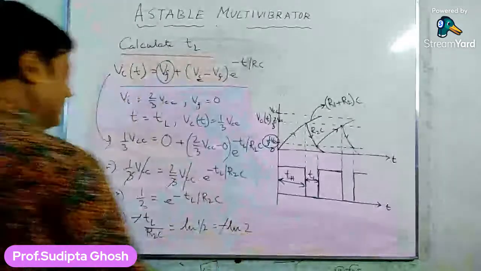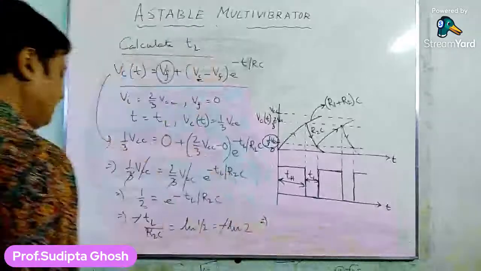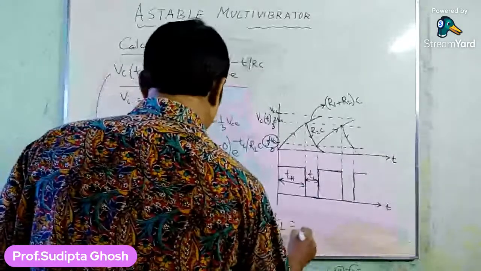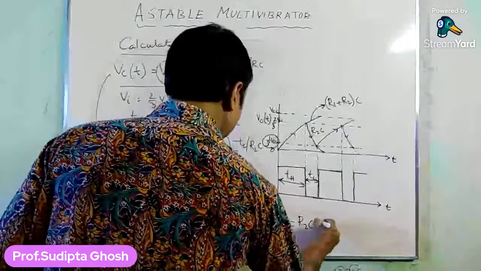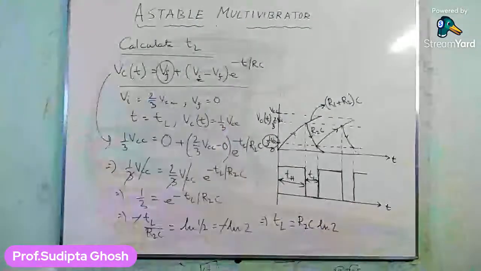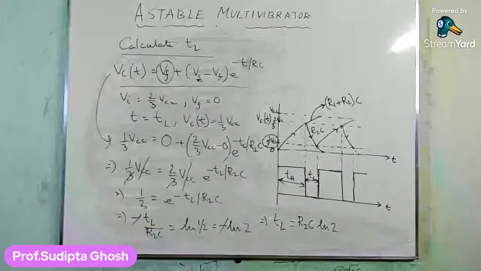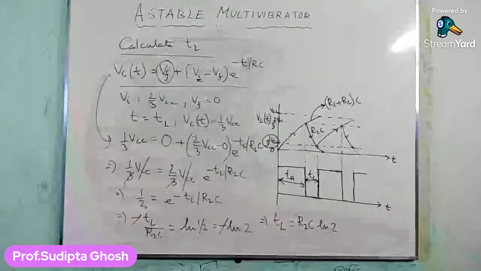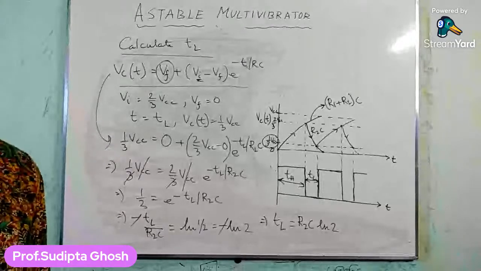Cancelling the negative sign, we have the low time TL equals R2C into ln 2. And the value of TH was (R1 plus R2) C into ln 2. So we have found both the values of TH and TL. I think you can all understand how to calculate the value of TL.